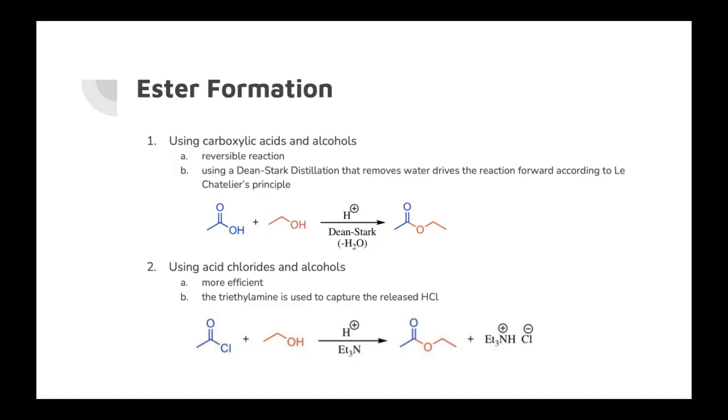So from those two, 2 hydrogens and 1 oxygen will leave as water, and then you're left with just that ester oxygen. Another very efficient way to do this is instead of a carboxylic acid, you use an acid chloride. So instead of H2O leaving, you'll have HCl leaving, and you'll still be left with that 1 oxygen from the alcohol as your ester oxygen. We usually use triethylamine with this reaction to capture the released HCl gas.